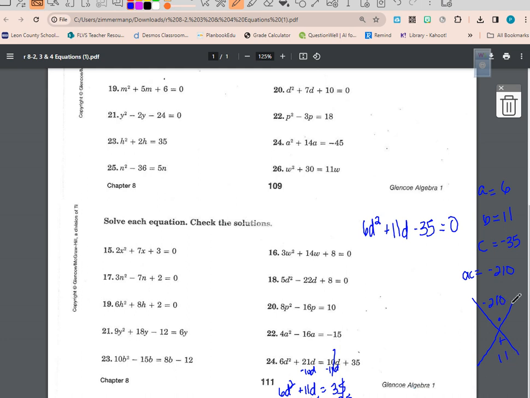If I divide 210 by 10, I'm going to get 21. So 21 times negative 10 is negative 210. Does that make sense? If I add 21 and negative 10, I get 11. Okay? So that's what I'm going to do. Positive 21, negative 10. So now I'm going to rewrite. This is stuff from our last lesson that we just tested on.